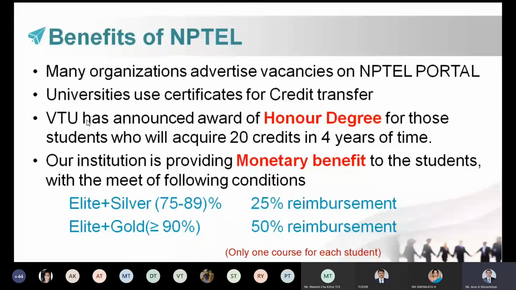Our institute is providing monetary benefit to the students with the following conditions. If a student secures a final score in the range of 75 to 89, 25% of the total fees paid towards the exam registration will be reimbursed. And if a student gets more than 90%, or even 90%, then 50% of the total fees will be reimbursed, with the condition of only one course for each student.